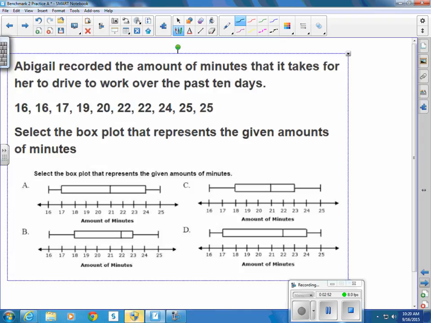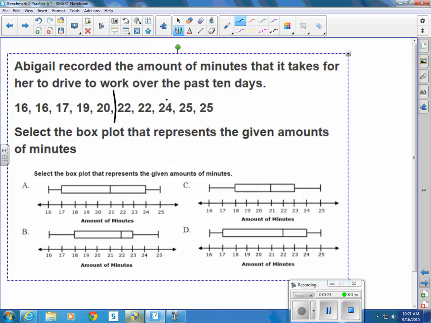So we're looking at Abigail, who recorded the amount of minutes that it takes for her to drive to work over the past 10 days. Let's select the box plot that represents the given amounts of minutes. So let's put those in order. Oh, it looks like they're already in order. So let's do quartiles. Let's cut them in half first. So we have 1, 2, 3, 4, 5, 6, 7, 8, 9, 10. So 5 on each side, the middle would be right there.